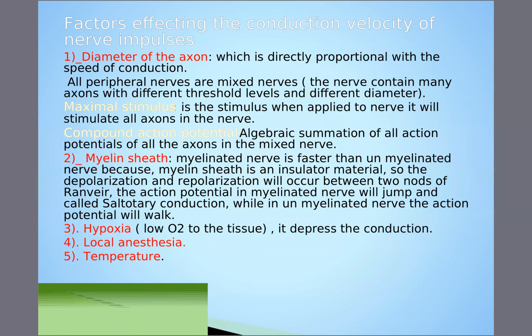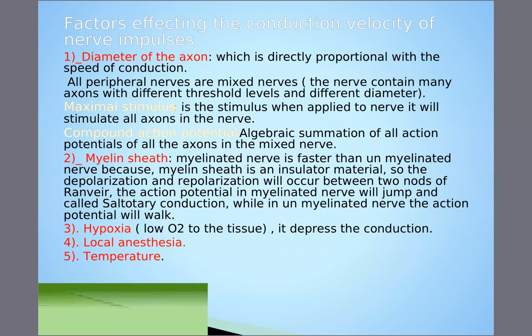Maximal stimulus is the stimulus which, when applied to a nerve, will stimulate all axons of the nerve. The more the stimulus activates all the axons in the nerve, the more propagation I get. Compound action potential is the algebraic summation of all action potentials of all axons mixed in the nerve at the same time. The first point depends on the diameter and how many axons it contains, and the more stimulation at the same time, the more it propagates.